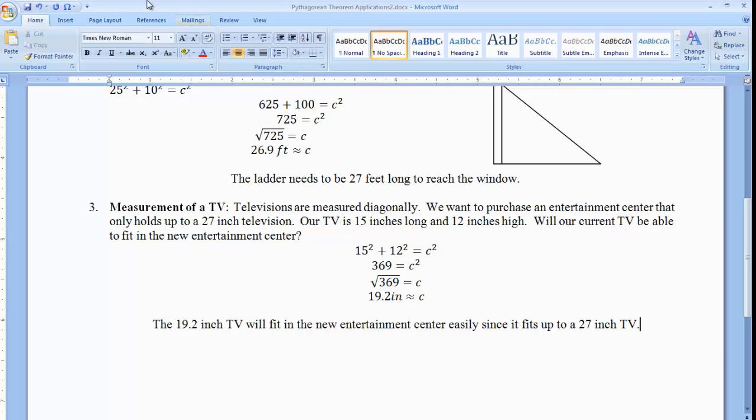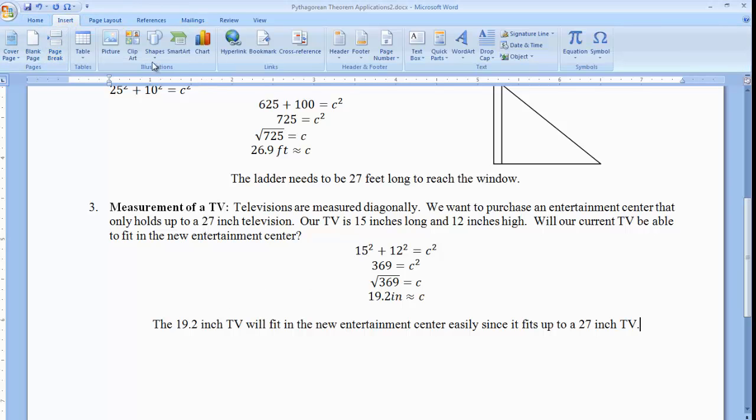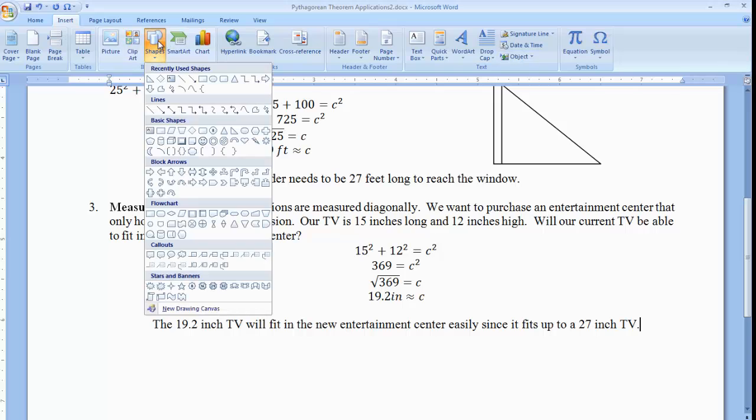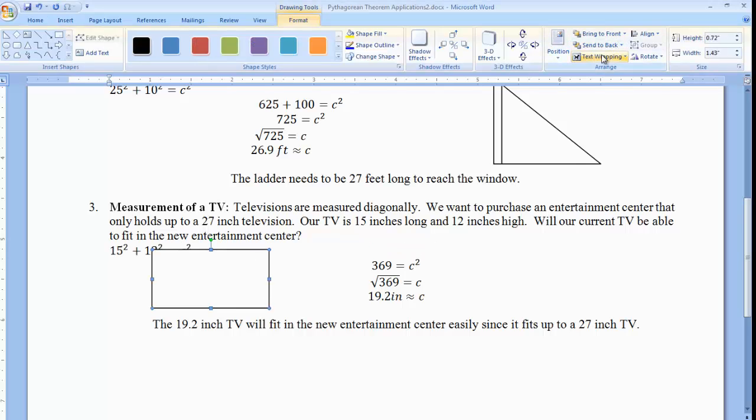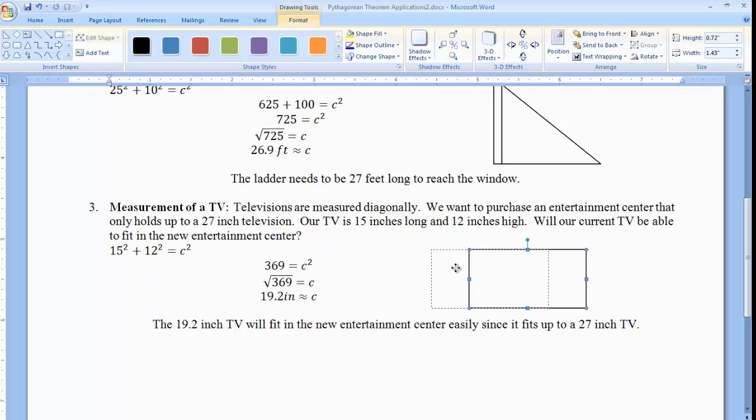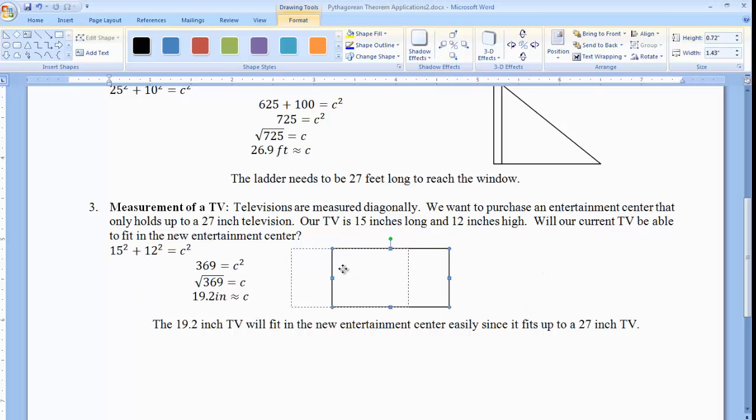Last but not least, we need to create a diagram to go with our word problem. Click on the Insert tab and Shapes. Again, we're going to choose a rectangular shape for our rectangular television. Have the text go through. Let's see if we can get it to look a little better.